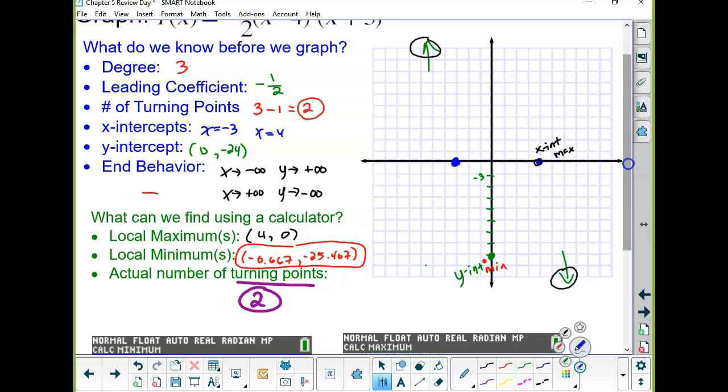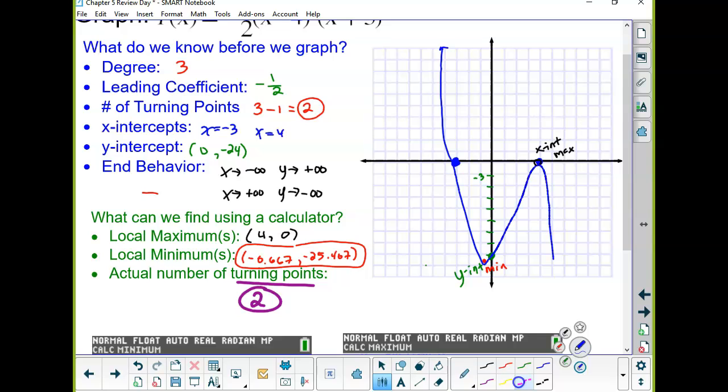So, the very last thing then is connect your graph. We know we have to start up high, and again, my estimations for these arrows weren't perfect, right? That's just where we started from. But I do know that I have to start high, go through this intercept, hit the minimum, go through the Y-intercept, hit the maximum, and then end. And that's an accurate enough graph.